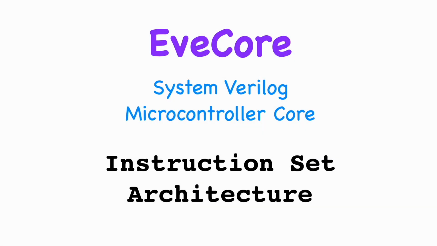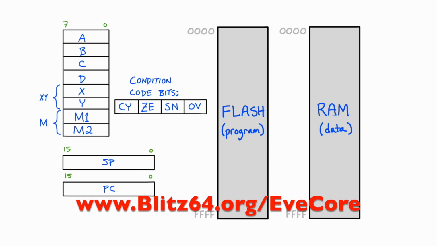This video is part of a series in which we present the design of an 8-bit microcontroller core in System Verilog. In this video, we'll go over the instruction set architecture in outline. In other videos in the series, we'll go over the same material in greater detail. This is the program visible state of the processor core.